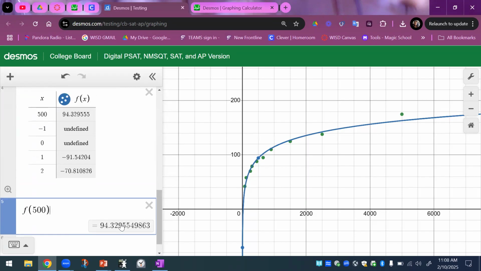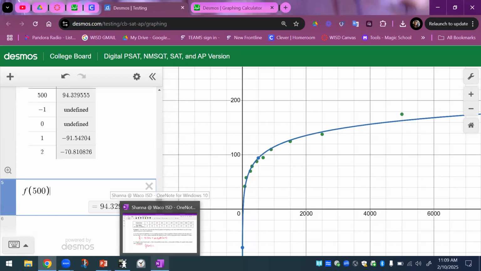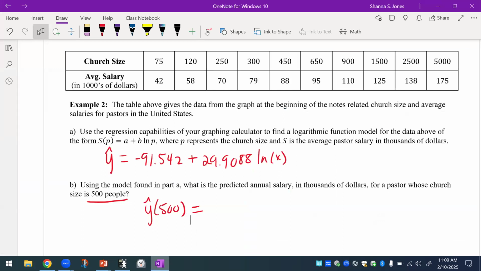Okay. How do we feel about doing this in Desmos? Doable? Yes. So we ended up with roughly, how much would they make? 94 and some change, right? We're going to put 32,950,000 dollars. Okay. I'll see what I have to see what you typed in.